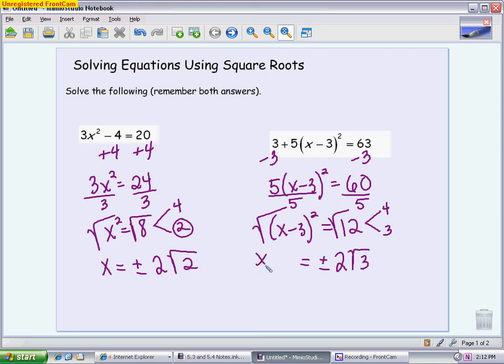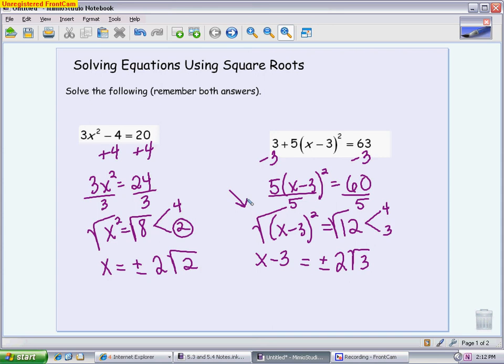Here's the difference with this one compared to the one we just did. At this point, you're not done. You're really close, but you're not done. If you look on the side, what you have is the square root of x minus 3 squared. You end up with x minus 3. x isn't by itself. That's the goal. In the end, we have to know what x equals.